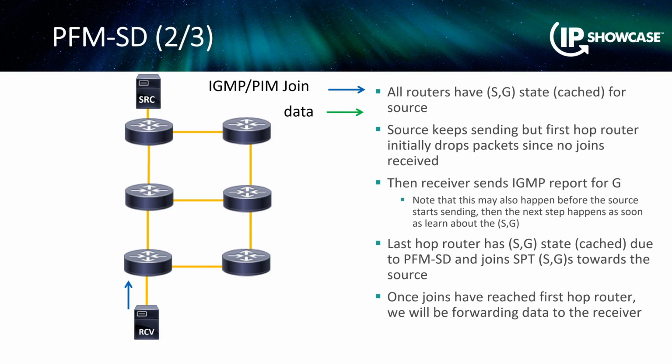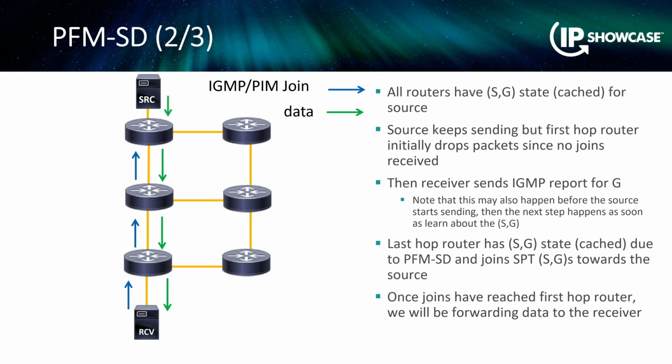So the last hop router, which is the one connected to the device receiving the flow, has that S,G state cached because of PFM-SD. It can automatically join the shortest path tree without having to do anything else because it knows exactly how to get there. As you can see, I'll do that IGMP PIM join, so the receiver's asking for the flow, and because I have S,G state, I can automatically build that shortest path tree down towards the receiver.